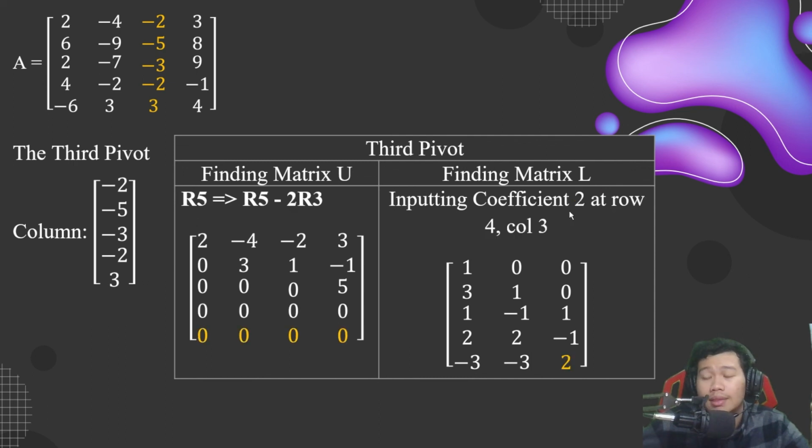And then the last, making the 0 for R5. How? By subtracting R5 with 2 times R3. Since the coefficient here is -2, we have to put the negation of -2 in the matrix L, which is 2 at row 5 column 3. Okay, and then it's done.